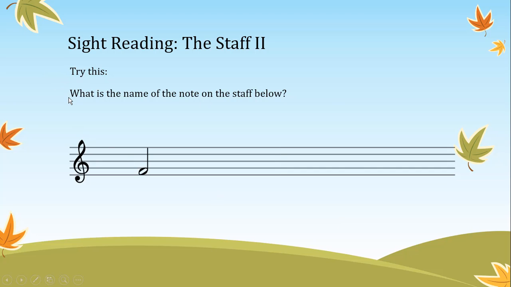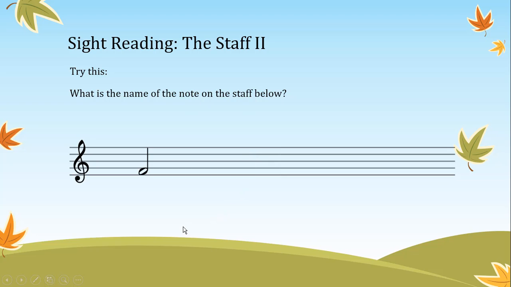So can we all try this? What is the name of the note on the staff below? First thing you have to do, look at the clef. Is it a treble staff or the bass staff? So we see that this is the treble staff. Okay, now that we know it's the treble staff, let's do a quick reminder of the lines and spaces. The lines will go, every good boy deserves favor. The spaces will go, Father Abraham cooks eggs.